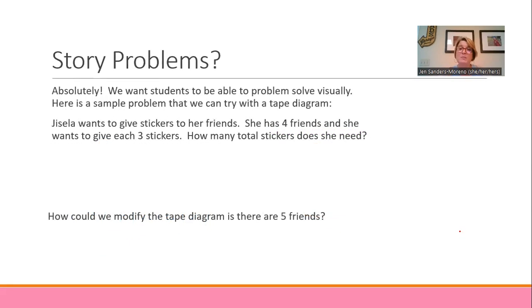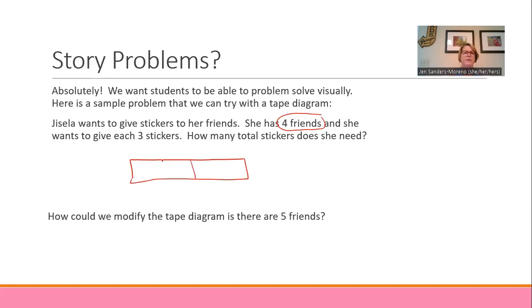Story problems. Are there multiplication story problems? Of course. Absolutely. So we want to be able to have them solve it visually. So we've got this problem here. It says Gisela wants to give stickers to her friends. Oh, that's a nice friend. She has 4 friends and she wants to give each 3 stickers. How many total stickers does she need? Okay, so here we're going to represent her 4 friends as the 4 boxes, if you will, of the tape diagram.